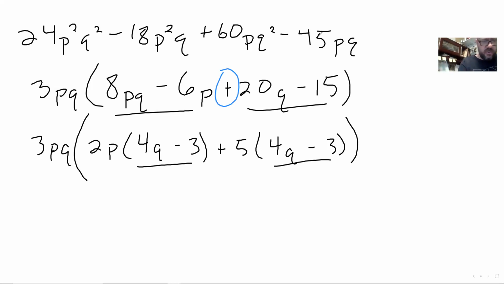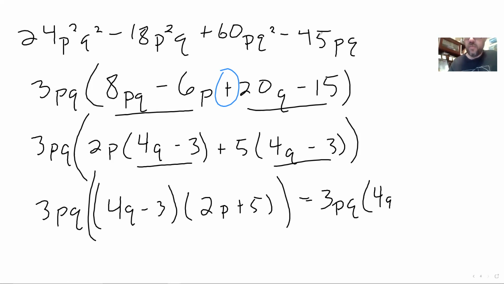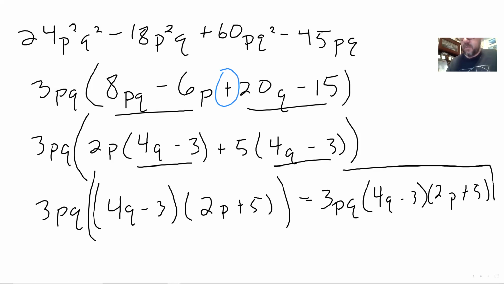Next step, still 3pq times 4q minus 3 times 2p plus 5. I've got an extra set of parentheses there, and I don't need all of them, just one set will be fine. So this is 3pq times 4q minus 3 times 2p plus 5. Sorry about the phone there. Okay. There you go. That's it.